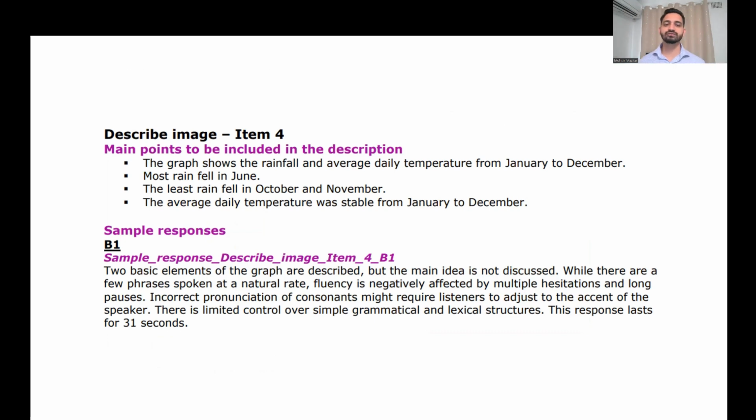The graph shows the rainfall and average daily temperature from January to December. Most rain fell in June, the least rain fell in October and November. The average daily temperature was stable from January to December. That's okay.